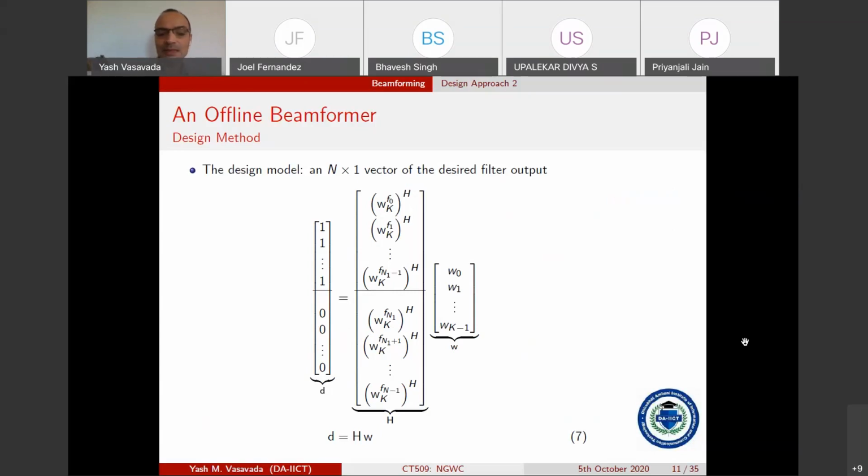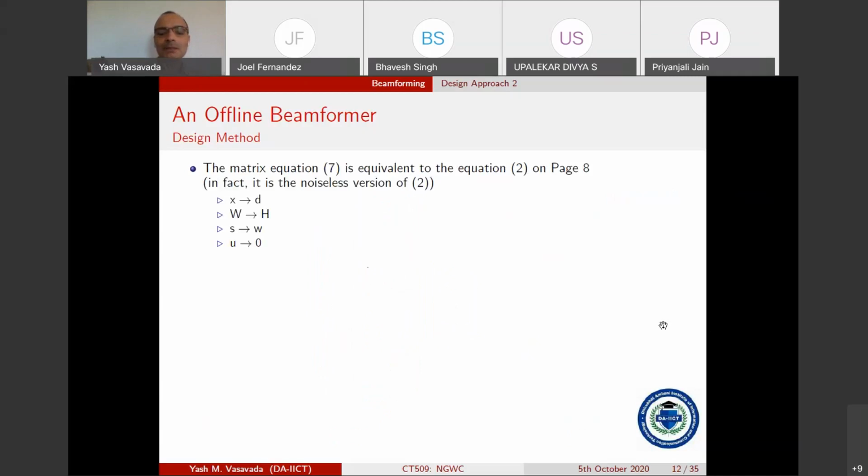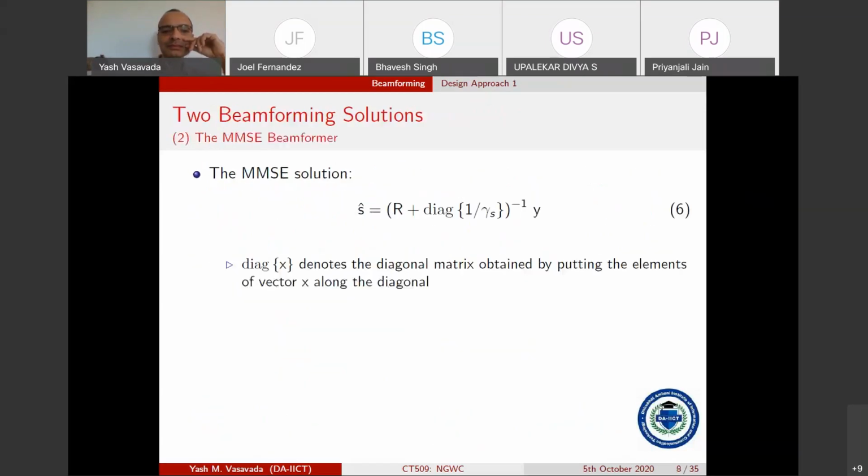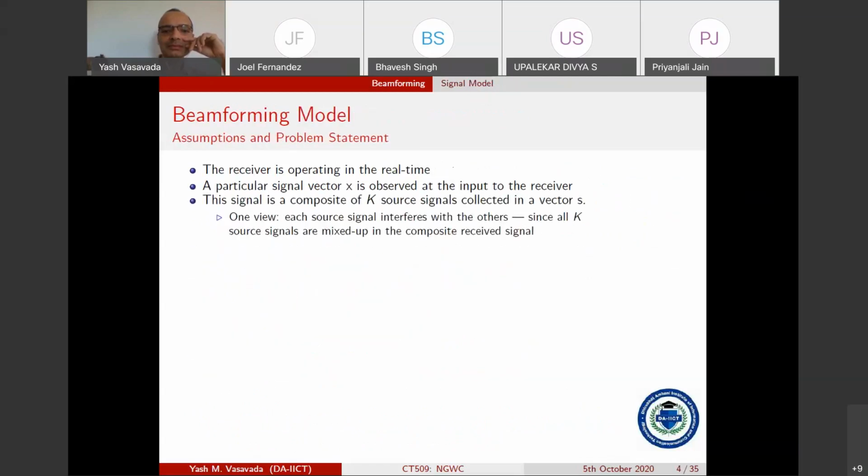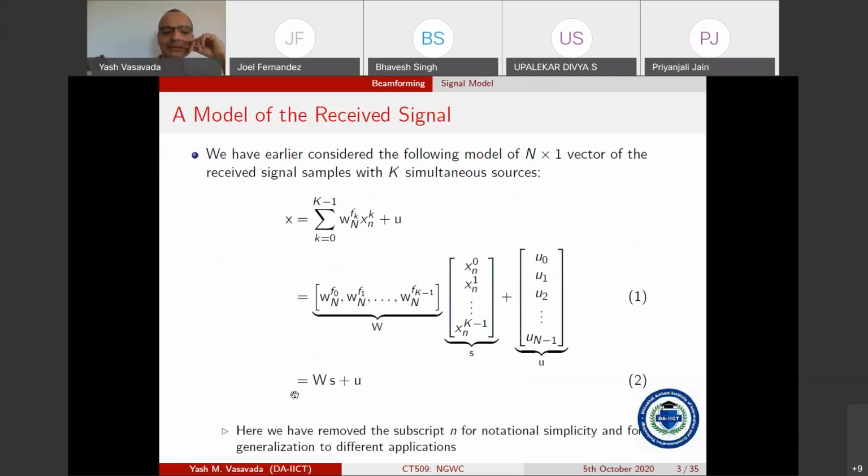So now what you will see is that this equation D equal to H times W is same as equation 2. Actually, it is the noiseless version of equation 2. What is equation 2? It is this equation. It's the noiseless version, so I actually don't have U at all.